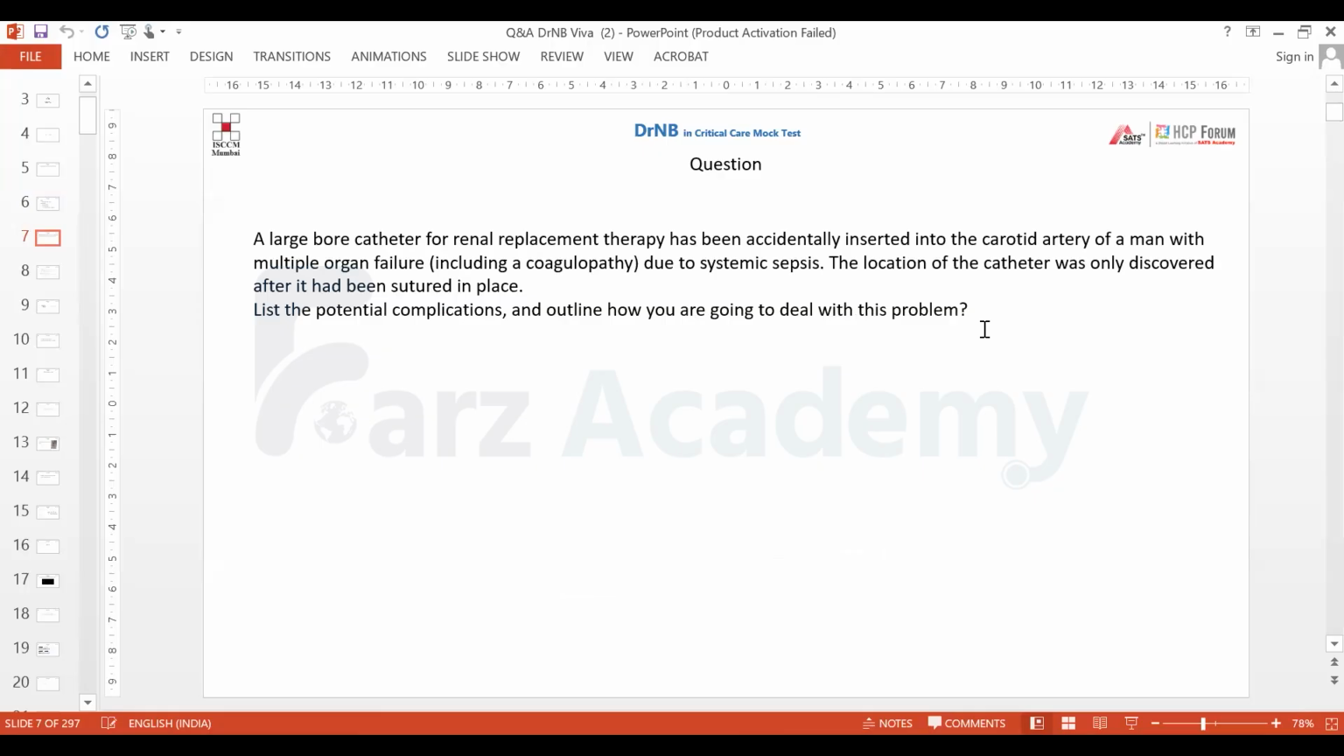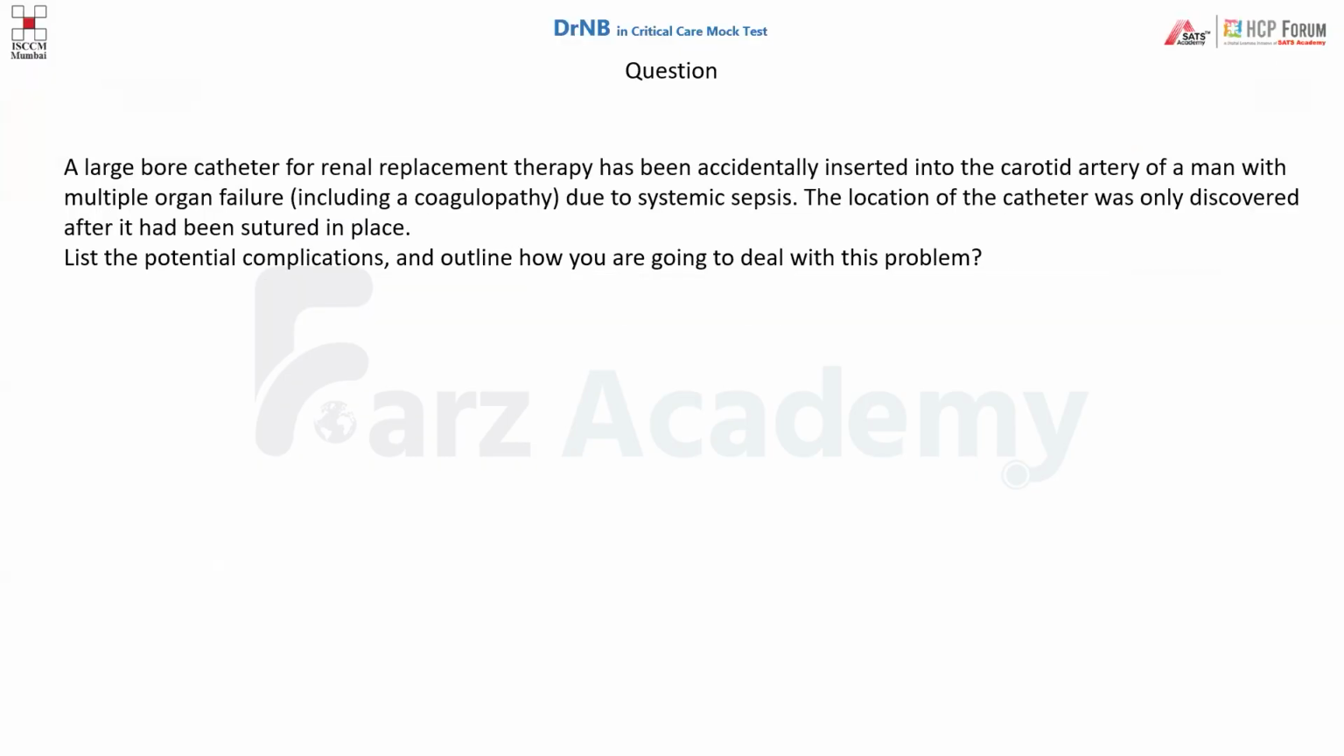This is another question. Can somebody take this question? A large bore catheter for renal replacement therapy has been accidentally inserted into the carotid artery of a man with multi-organ failure, including coagulopathy due to systemic sepsis. The location of the catheter was only discovered after it had been sutured in place. List the potential complications and outline how you are going to deal with this problem.